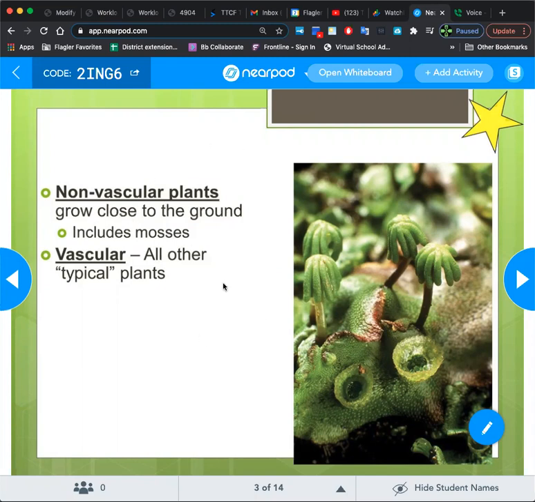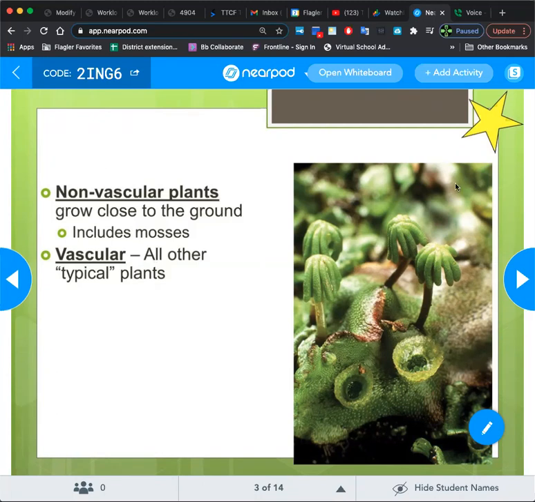All right, so I want to talk about plants because there's a lot on your EOC in terms of plants. So let's start out with the basics. There's what we call non-vascular plants and then vascular plants. Vascular plants are kind of your typical plants. They have leaves, stems, and roots. They can be plants with flowers. Normally when you think of a plant, those are going to be your vascular plants. And of course, they have vascular tissue, which we'll get into in a little bit.